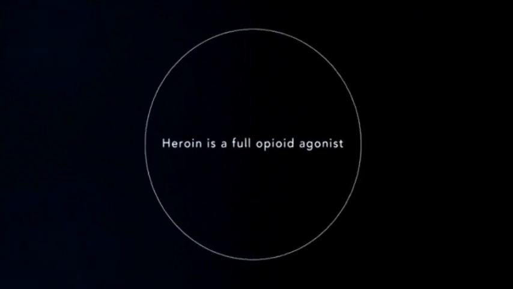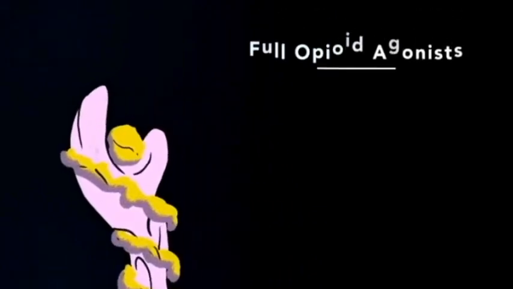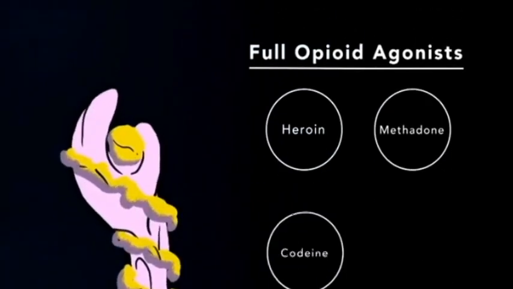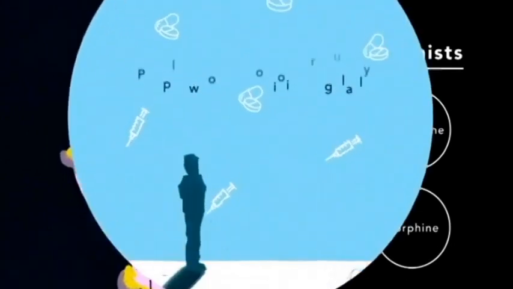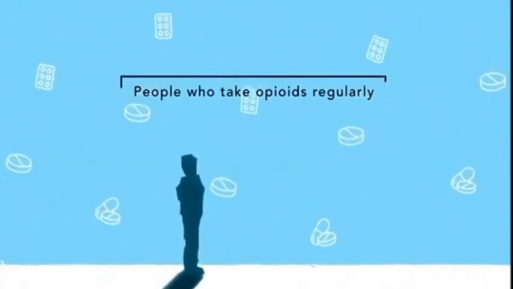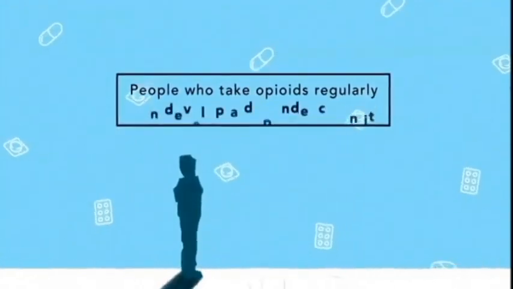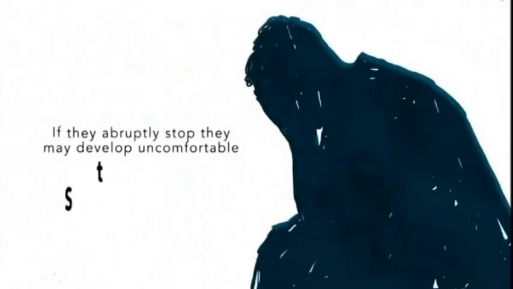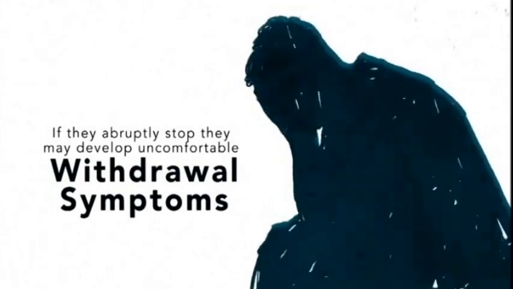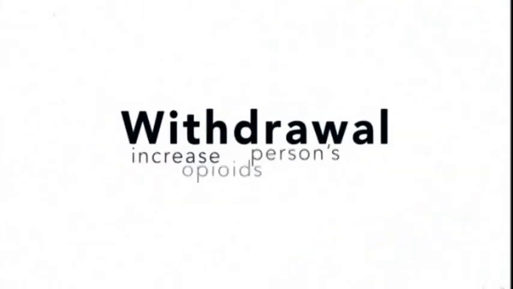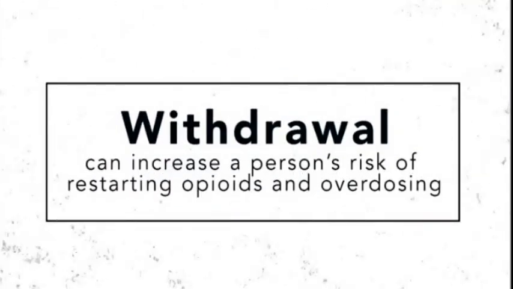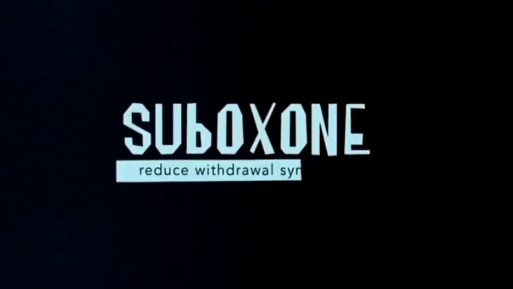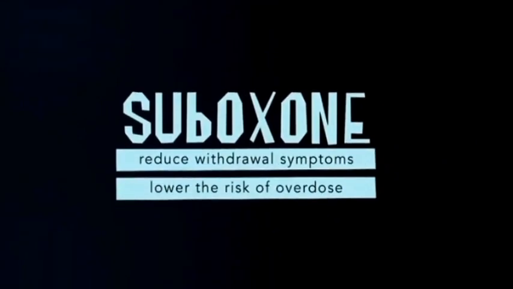Heroin is a full opioid agonist, which means that it binds to and fully activates opioid receptors. Other examples of full opioid agonists include methadone, codeine, and morphine. People who take opioids regularly, whether for medical reasons or illicitly, can develop a dependency on it. If they abruptly stop, they may develop uncomfortable withdrawal symptoms. Withdrawal can increase a person's risk of restarting opioids and overdosing, which can be fatal. Treatment with Suboxone can reduce withdrawal symptoms and lower the risk of overdose.